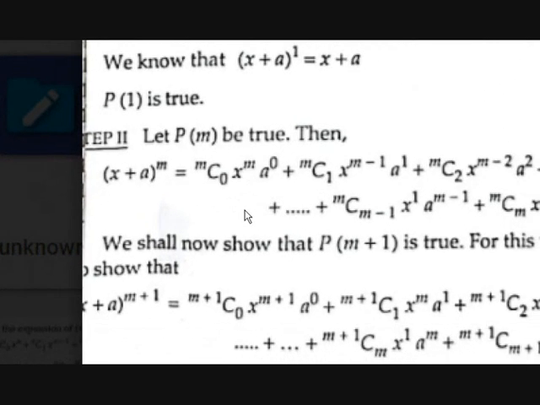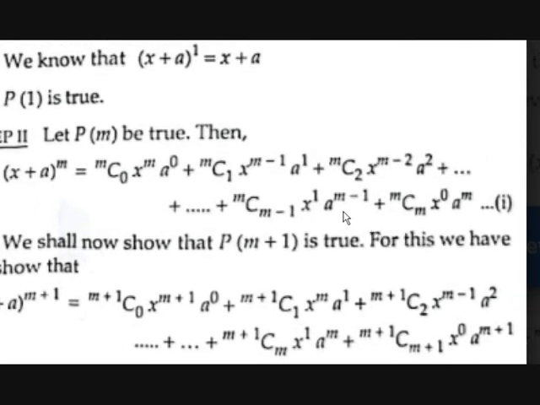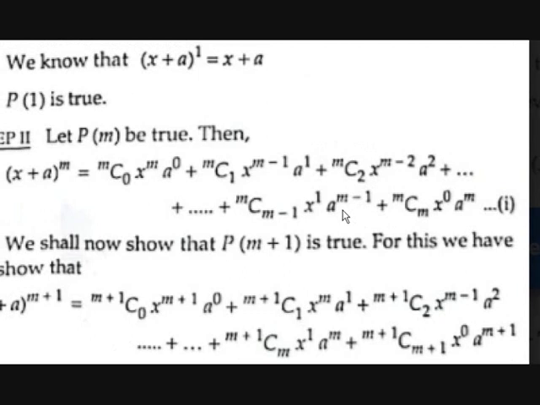And we should assume that it is true for P of m. Just substitute m in place of n, then write the equation and call it equation 1. Now, we should prove that P of m plus 1 is true. For this, what can we do? What can we do to prove that P of m plus 1 is true?